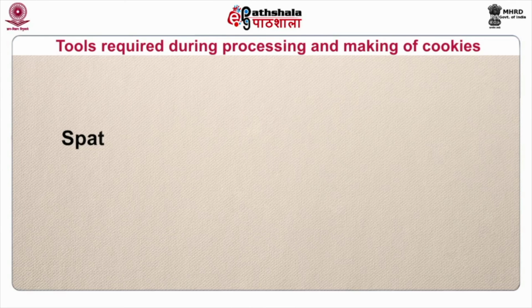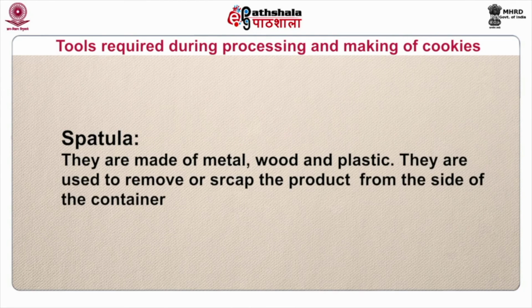Recent advancements in baking trays have been noticed in the form of air cushioned baking trays. These trays provide extra protection from burning. Spatula. They are made of metal, wood and plastic. They are used to remove or scrape the product from the side of the container.